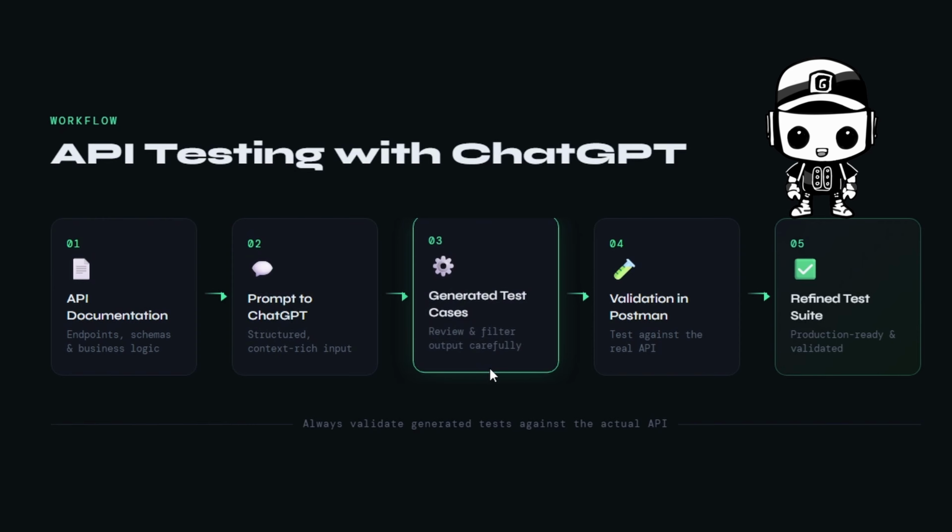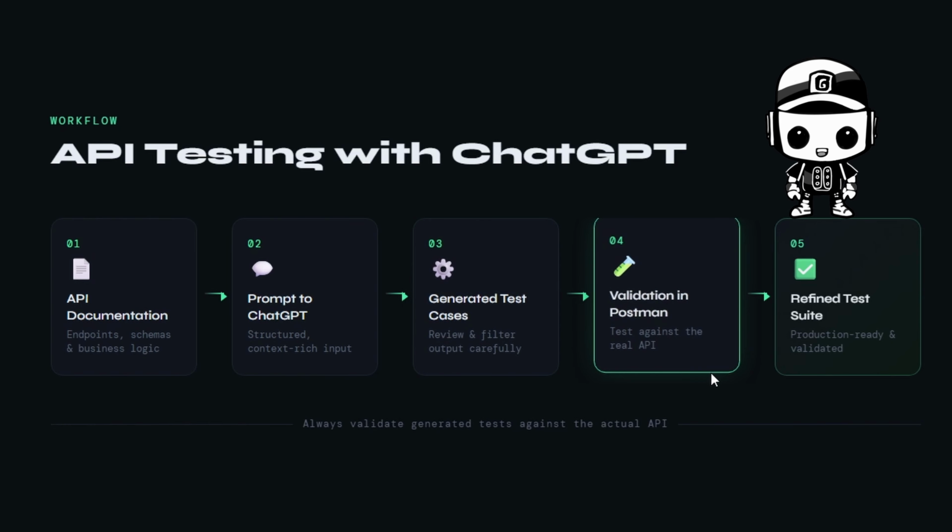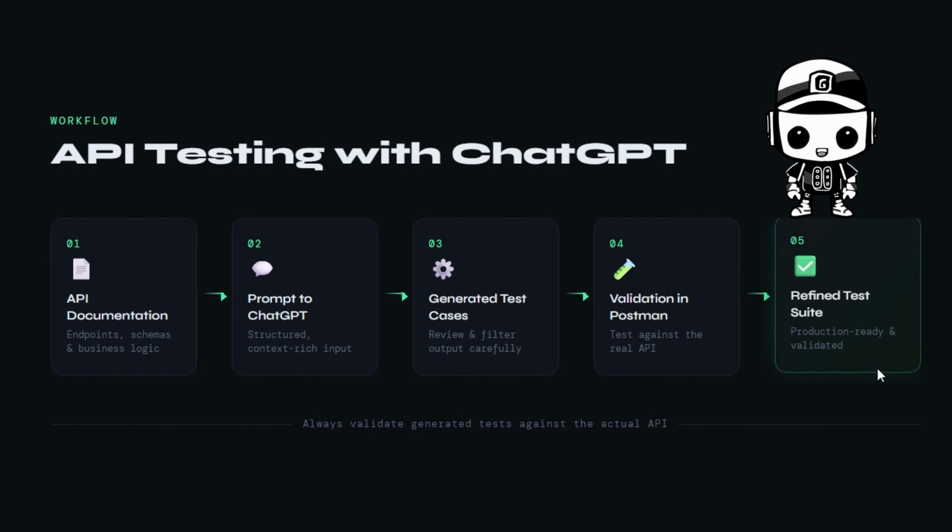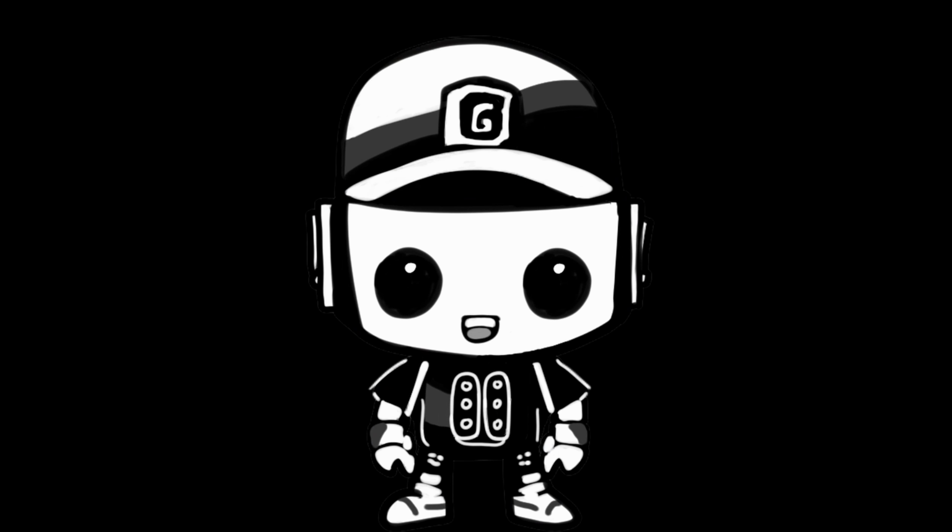Then you take those test cases into Postman, or your testing tool, and you validate them against the real API. Some will pass immediately, some will fail because they're inaccurate. You need to check both and fix anything that's wrong. You'll end up with a suite of test cases that's actually tied to your API. This whole process from start to finish usually takes 20 to 30 minutes for a small API.